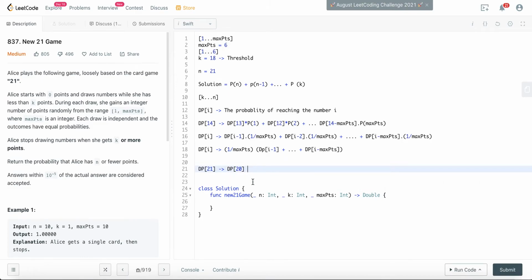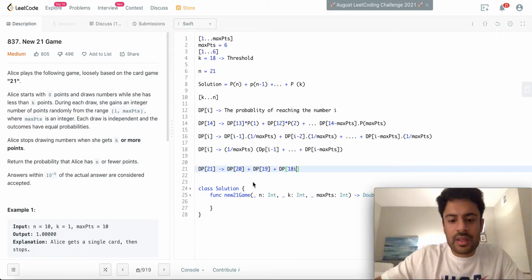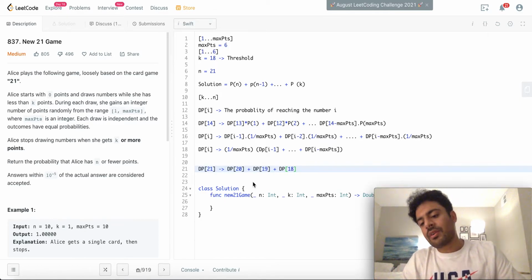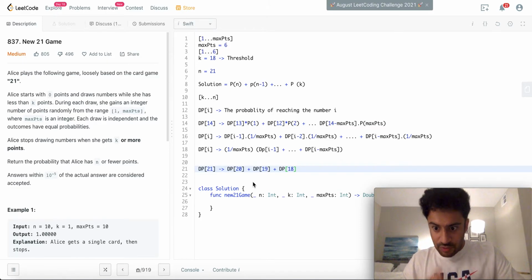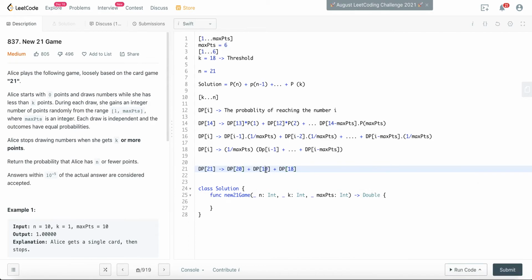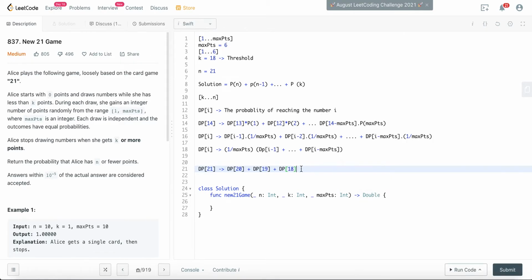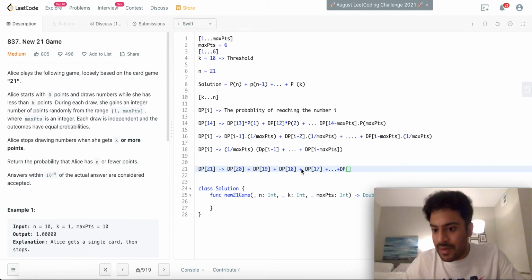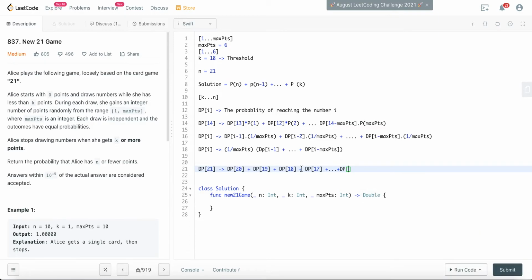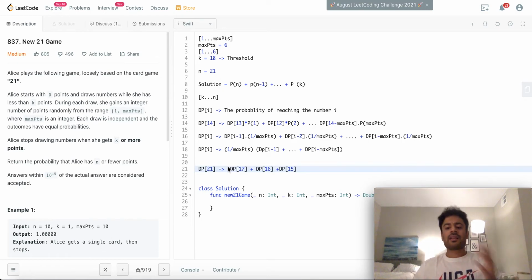Similarly, if I have reached dp of 19 or dp of 18, it is not possible for me to reach dp of 21. So when we calculate the dp of 21, we will not include dp of 20, 19 or 18 in our solution. This is a very important edge case to remember. We'll only consider dp of 17 and lesser, until we reach dp of i minus max points, which is 21 minus 6, which is 15. Actually, there's only one here, I don't know why I put 3 dots. Anyway, dp of 16. We will not consider these three elements. This is the other edge case to consider.